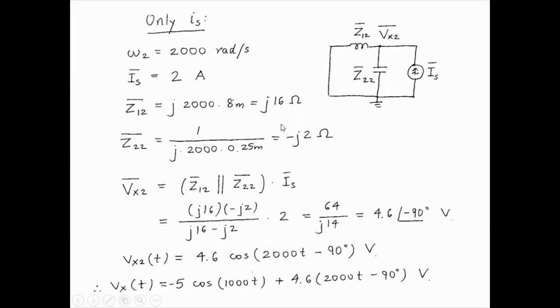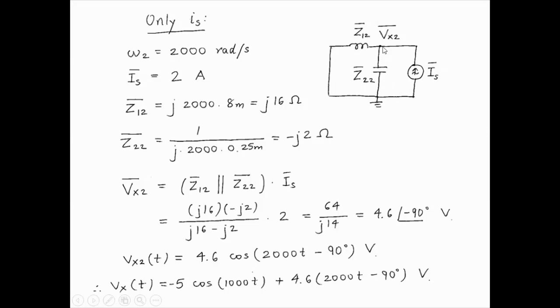Alright, so now we do only the current source. We short circuit the voltage source, and now we find the impedances again because the frequency is different. So omega is 2000, Is is 2 amperes. We find the inductive impedance j times 2000 times 8 milli, which is j16. And then Z22, the capacitive impedance, is 1 over j times 2000 times 0.25 milli, which is minus j2.